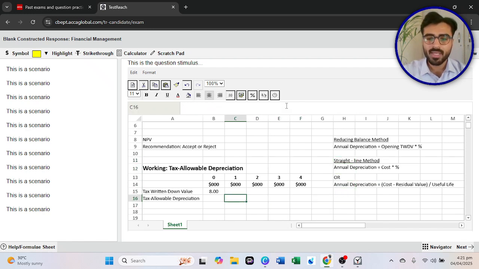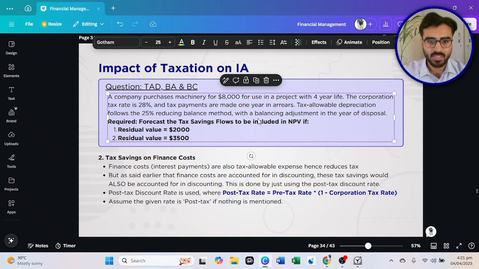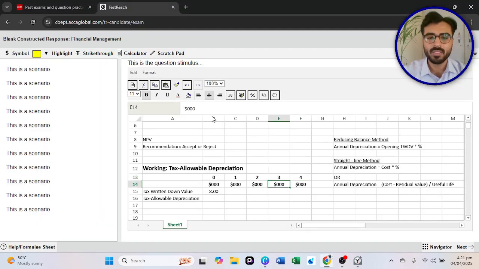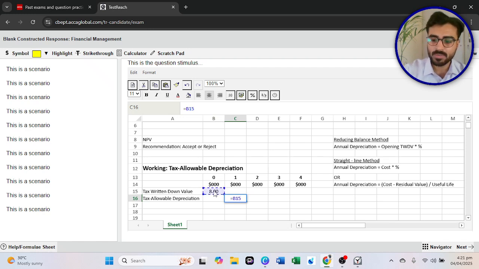Now let's calculate the tax allowable depreciation using the reducing balance method, because the reducing balance method is given in the question. Here it is written 25%. We are going to use the 25% reducing balance method. So the tax allowable depreciation for year 1 would be the opening tax written down value of 8,000, or opening net book value equal to 8,000, multiplied by 25%. So this is the tax allowable depreciation in year 1: 2,000.